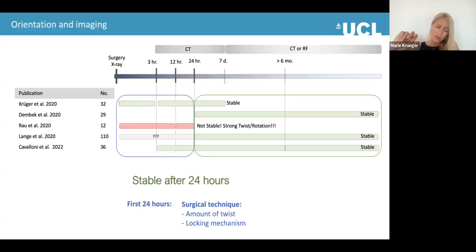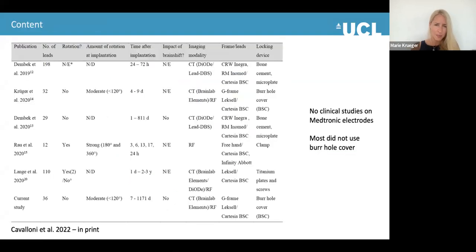And I think the most twist we give is when we actually lock the leads in, because you often have to bend them a bit and you do twist them. So it's really difficult to get 0 degrees. It's almost impossible. And plus minus 30 is what we usually see in our post-op scans.